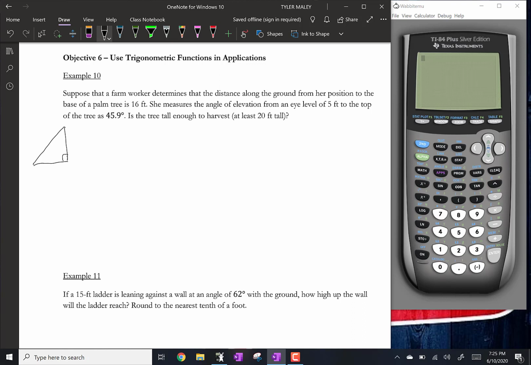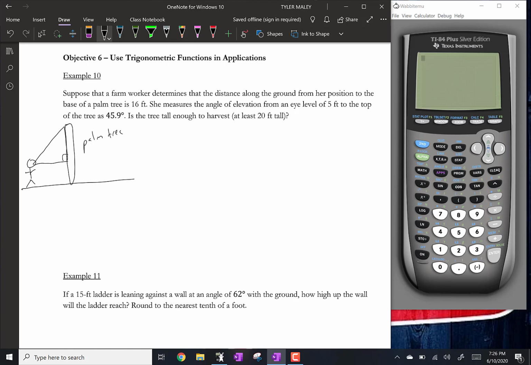Let's see. So the distance along the ground from our position to the base of the palm tree is 16 feet, right? So in other words, let's think this is the palm tree. Right, so this is the tree. It's not a very good tree, but hopefully you get the idea. It looks more like a carrot, I guess, but so this is the tree. Over here is the worker, and this is the eye view, right? Maybe there's the ground. So I'll just draw this in. This is the tree.